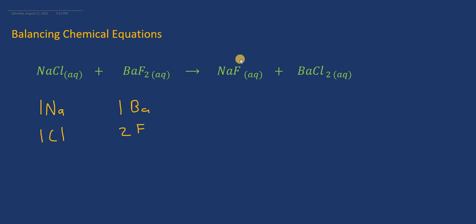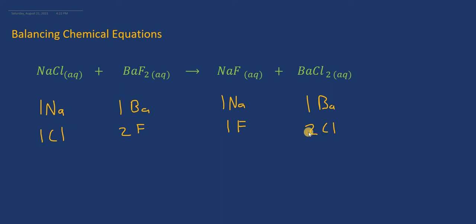Now moving over to the right side of the equation, in our first compound we have 1 sodium and 1 fluoride. Moving to our second compound, we have 1 barium and we have 2 chlorides. So right off the bat we can see what we have balanced already and what isn't balanced. The number of sodiums and the number of bariums are already balanced, but the number of chlorides and the number of fluorides isn't balanced on both sides.